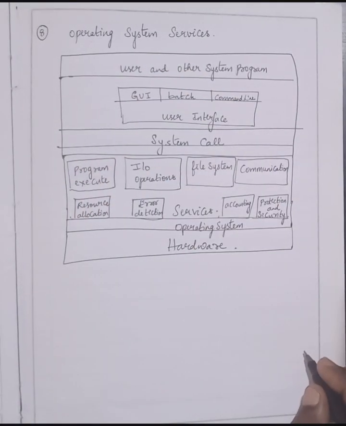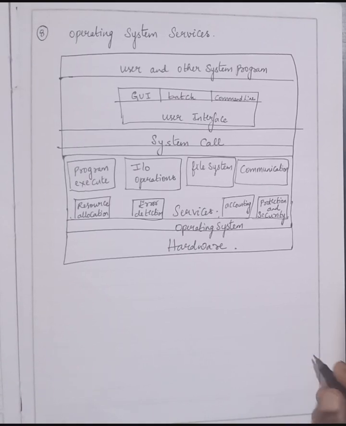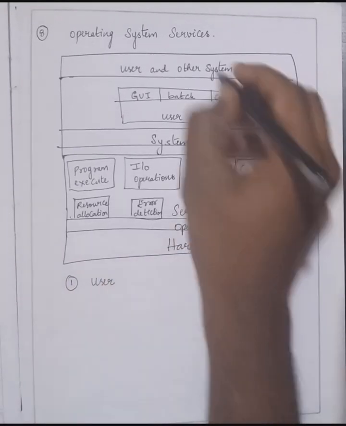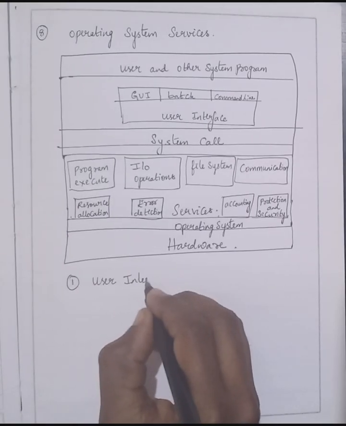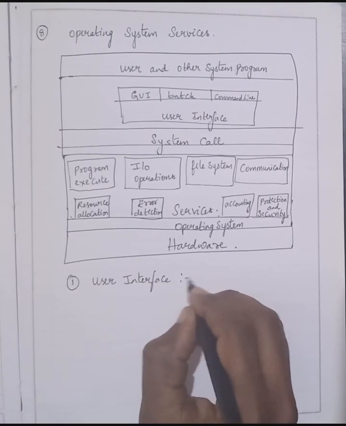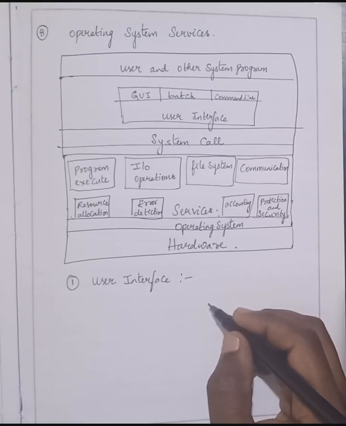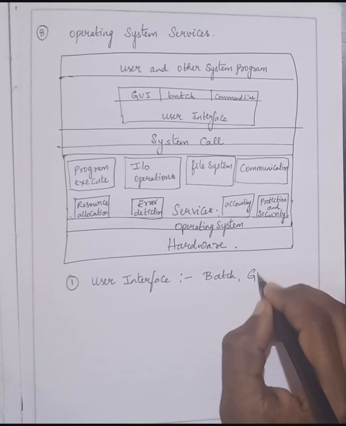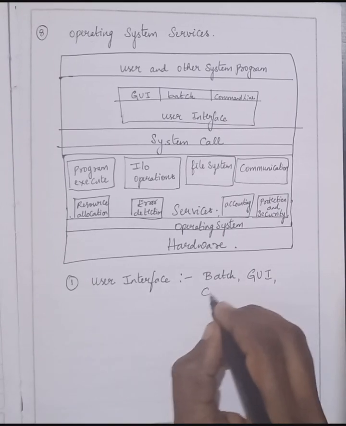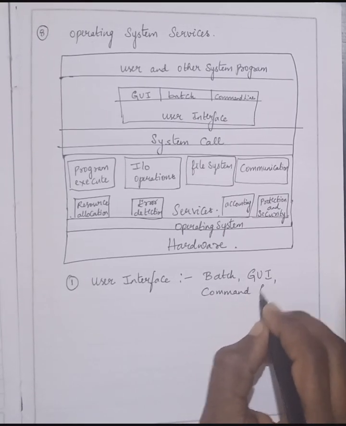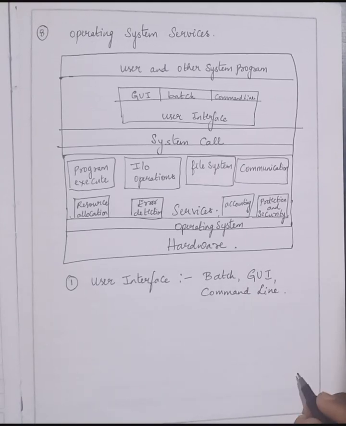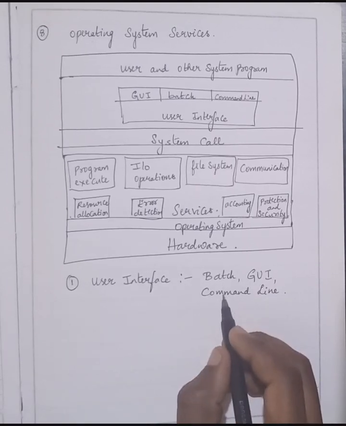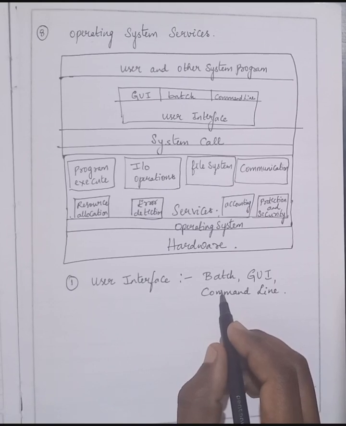Now we'll try to write what services the operating system is going to provide us. First we'll start with the user interface. This complete box is one service, that is the user interface. The operating system is going to give us a user interface. It can give a batch command system, or a graphical user interface with buttons and icons, or a command line. We write the command, and based on the command input our operating system will execute it and provide the service for us. These are the three types of user interface provided by the operating system.